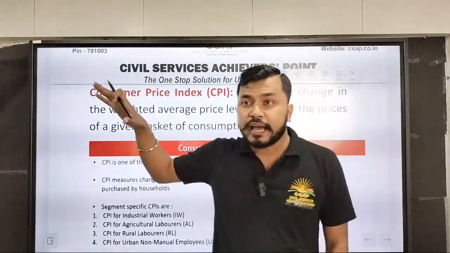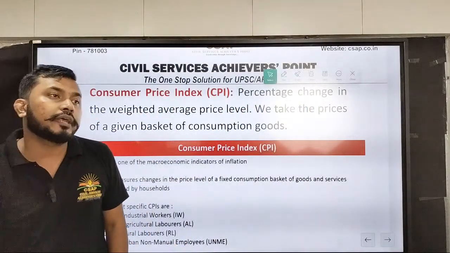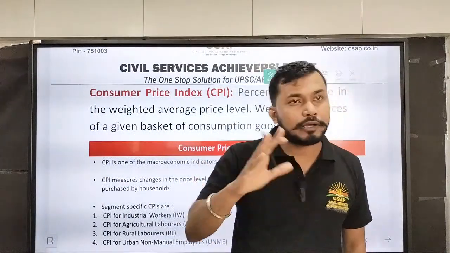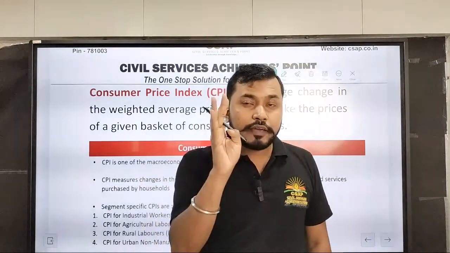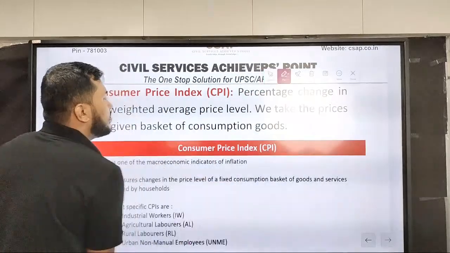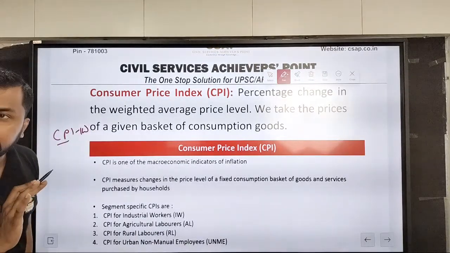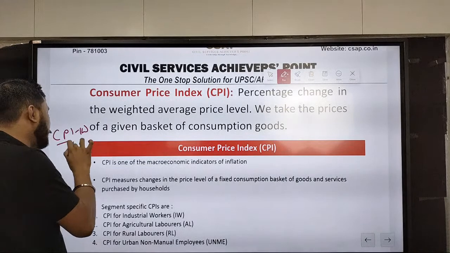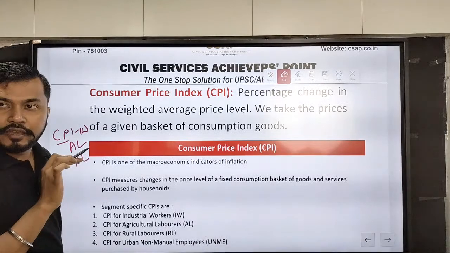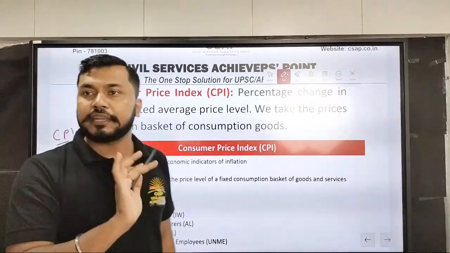So CPI has several groups including foods and beverages, fuel and light, housing and clothing, bedding and footwear. We have seen there are 4 types of CPIs. Can anyone comment? There is CPI for industrial workers. There is CPI for agricultural laborers. There is CPI for rural laborers. And also there is CPI for rural and urban laborers combined.